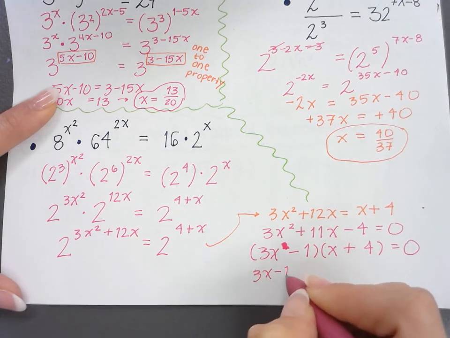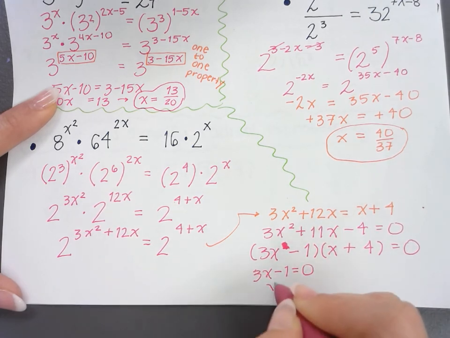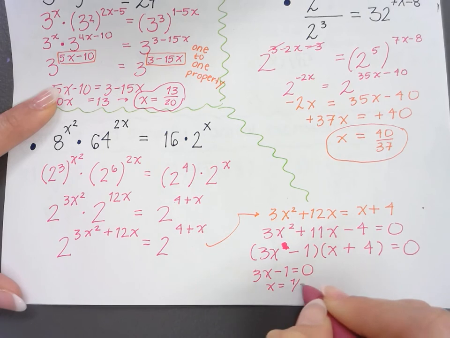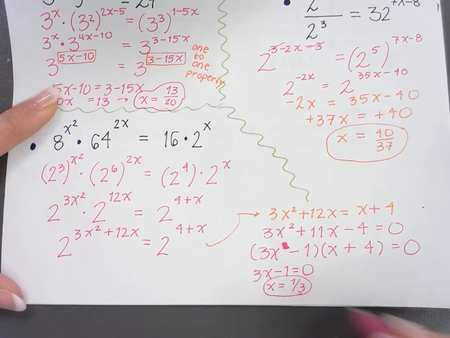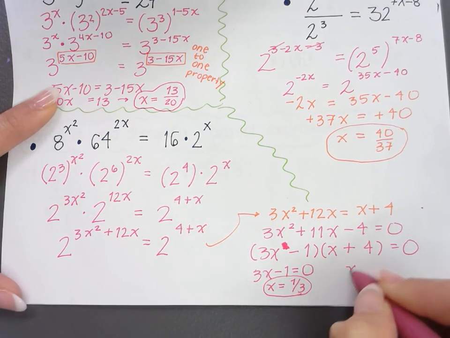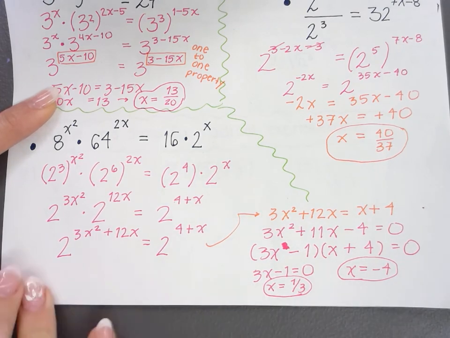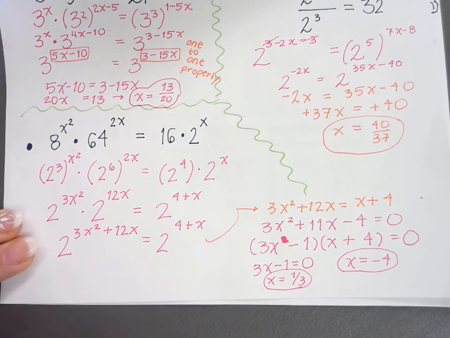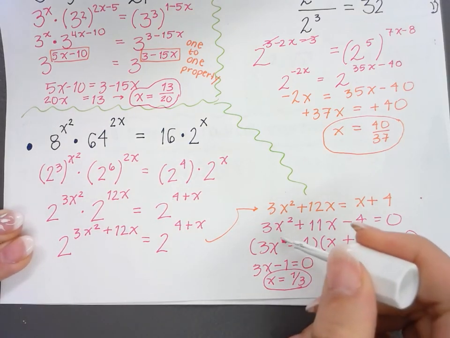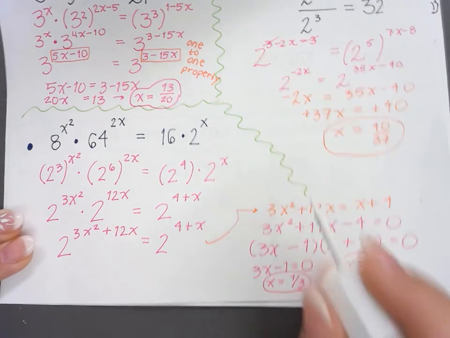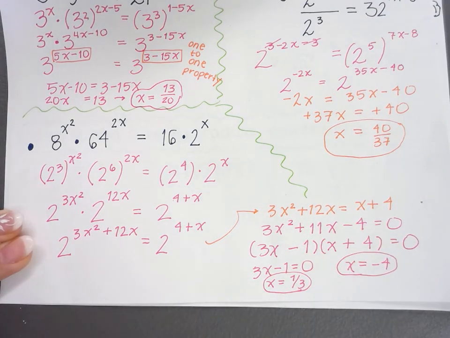3x minus 1 is 0. So x has to be 1/3. There's one answer right there. And here x has to equal -4. So there's my second answer. So kind of, like I said, an intense warm-up right here. But, sorry, I'm just going to take care of that. So we're going to take it from here with some, actually, hopefully, easier examples.